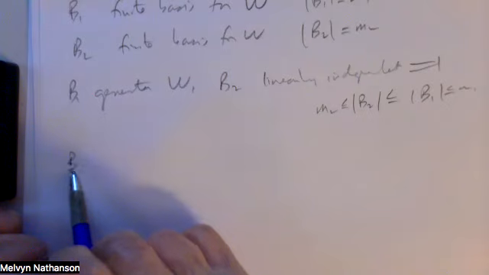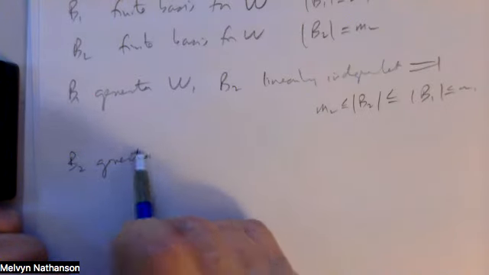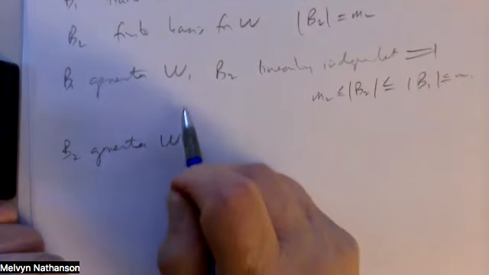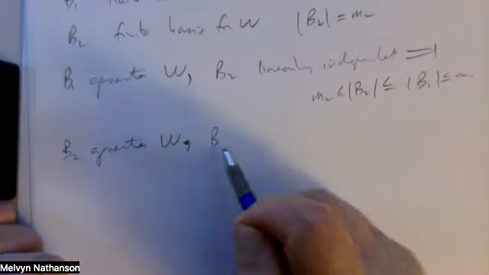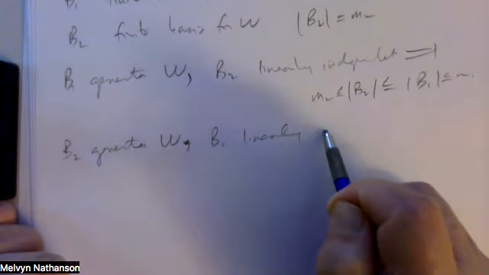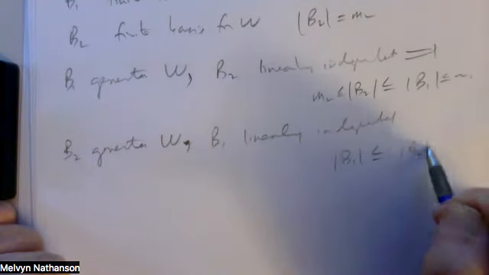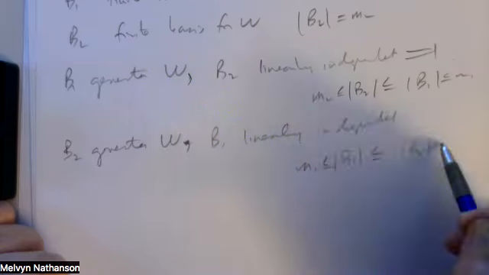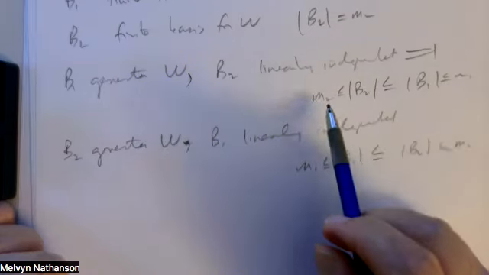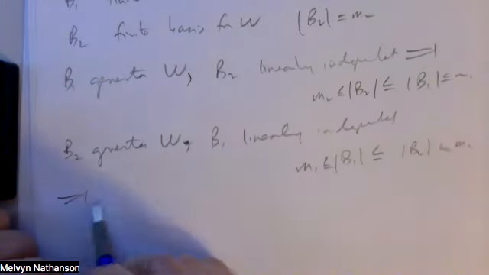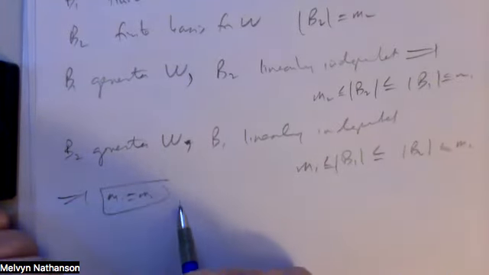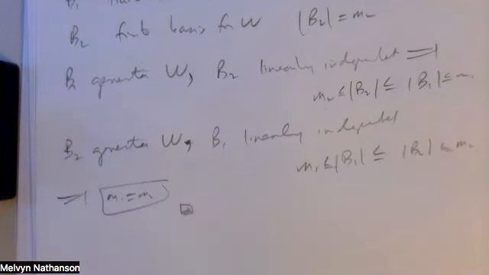But symmetrically, V2 is a basis, so V2 also generates W. And V1 is a basis, so V1 is linearly independent. So the number of elements in V1 is at most the number of elements in V2. So M1 is less than or equal to M2. So if you have two numbers and each is less than or equal to the other, M1 equals M2. And this number, which is the number of elements in a basis, is called the dimension of the vector space.